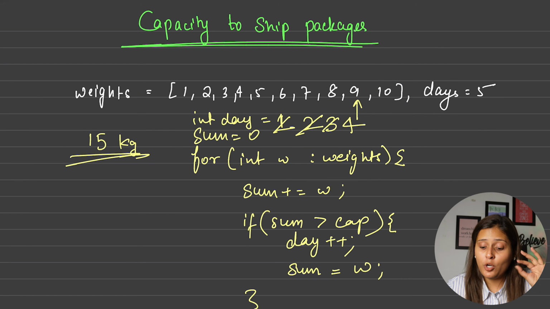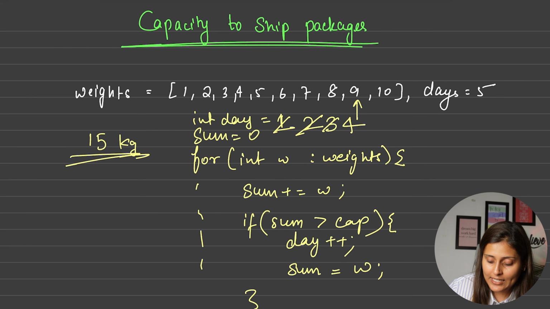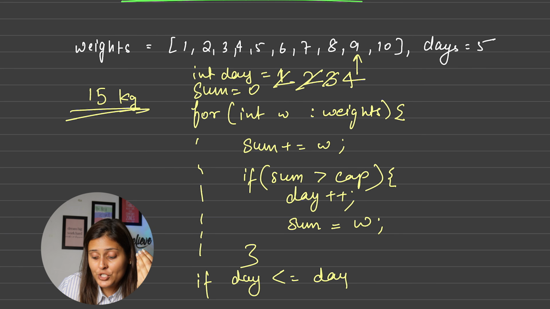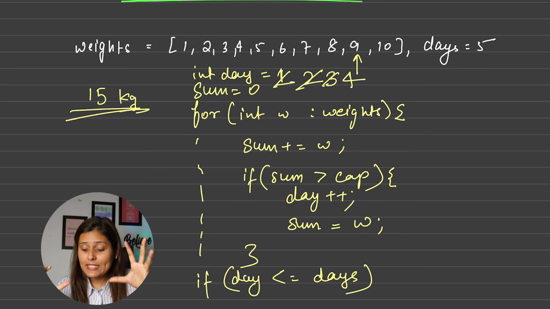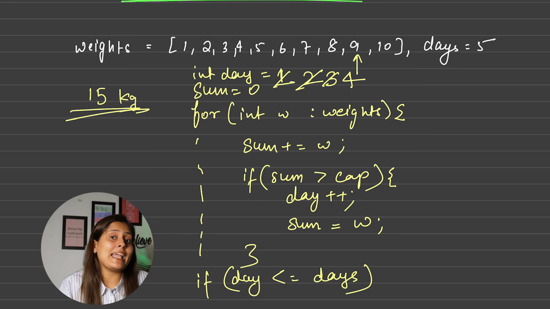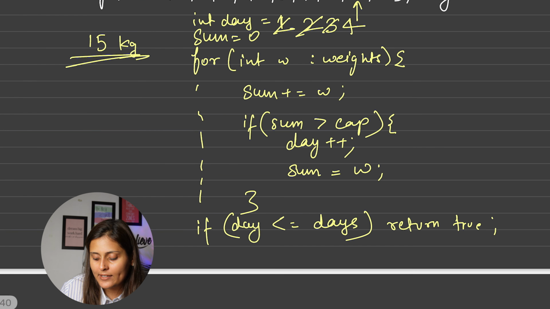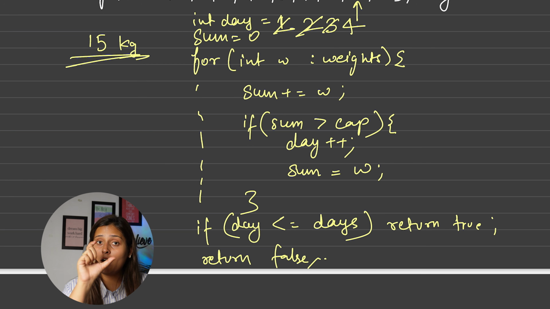Now it was possible or not, after this I can say that if the day I have calculated is less than or equal to the days which has been allotted to me, so I can say yes, I took fewer days than the expected one, so I can say yes, it is possible, so I can return true. Or else I can return false. Yes. So this is a simple code which we have to write inside the main function.